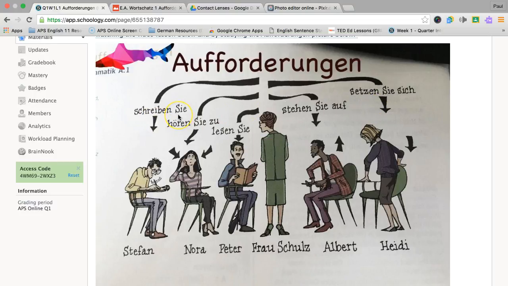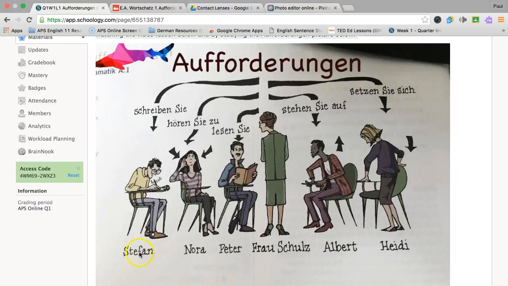Schreiben Sie. It means write. Hören Sie zu. It means listen. Lesen Sie. That means read. Stehen Sie auf. That means stand up. Setzen Sie sich. That means sit down. So practice with this picture, pronouncing these words, and you can even use their names.